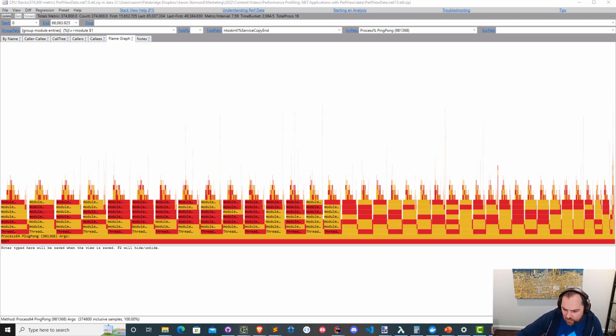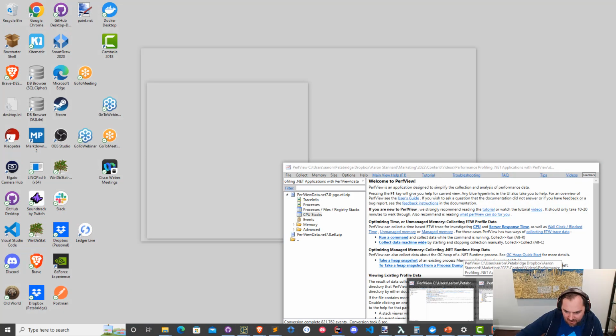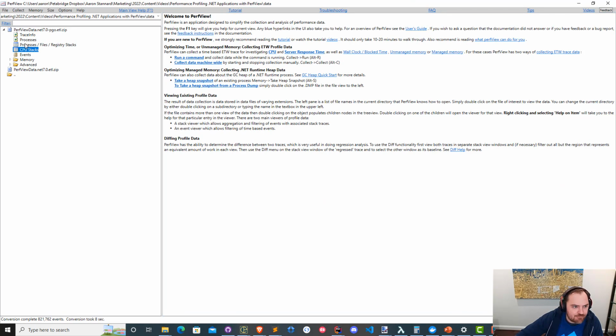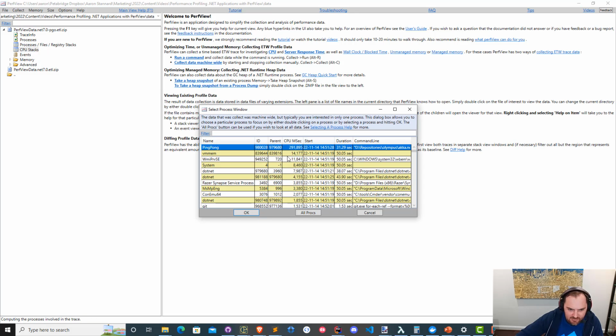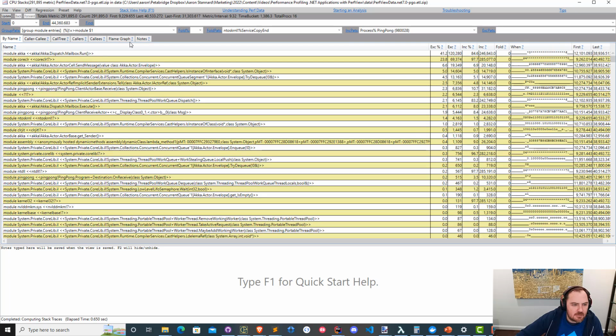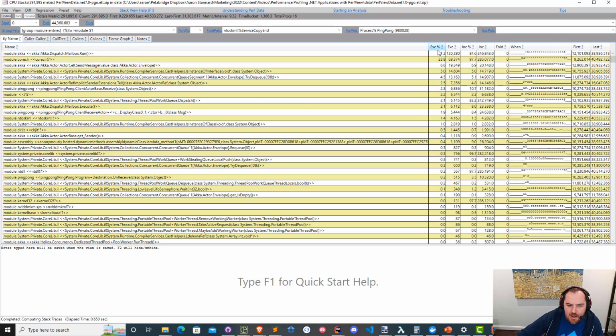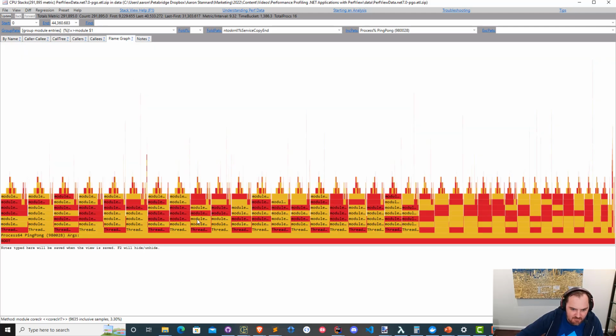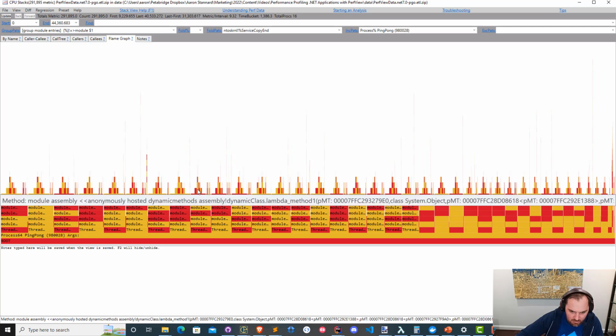Let's go ahead and take a look at our data with PGO enabled. Let's see if the CPU stacks help us at all here. Okay. Still dominated by mailbox.run. That makes sense. That's what we would expect. Let's take a look at the flame graph. Let's see, just about the same as what we had before.